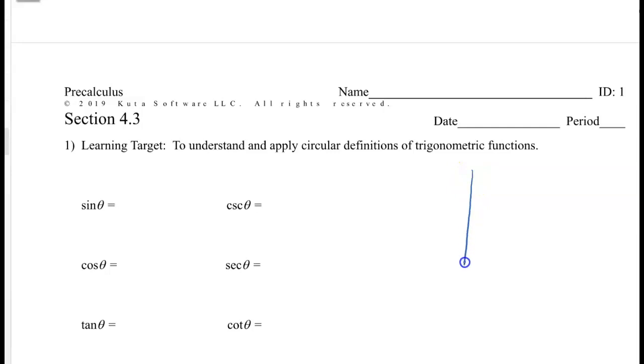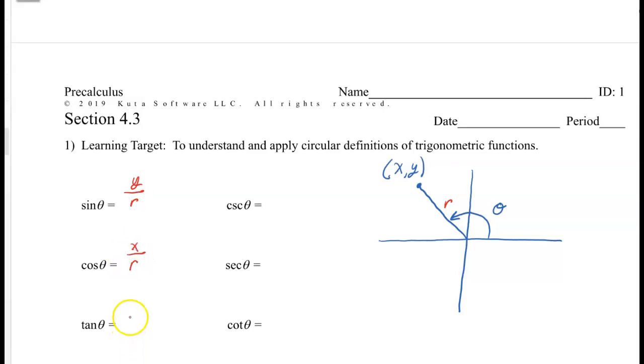But more in general, if you were not in the unit circle and you had some generic angle, let's call it theta, and some generic point x comma y, the circular definitions are the following. The sine is the y coordinate over the radius. The cosine is the x coordinate over the radius. The tangent is the y coordinate over the x coordinate. And then the cosecants are still the reciprocal. So r over y, r over x, and x over y.